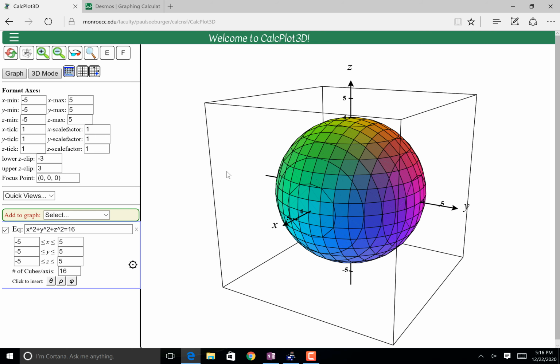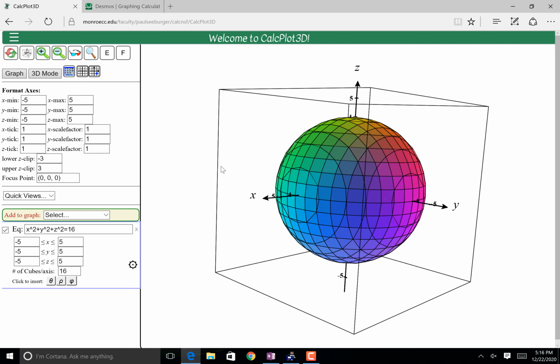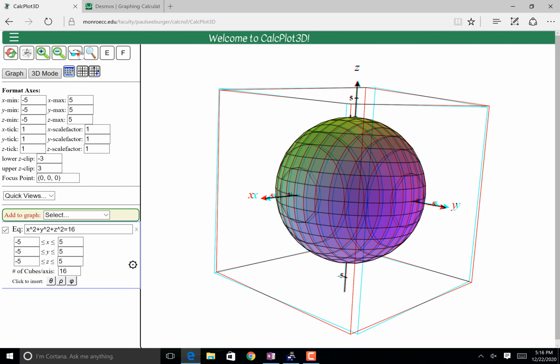You can also click on this box and move it around so you can get a peek at it, which is pretty slick. If you have your 3D glasses on, you turn them on, and you can actually see it in 3D.